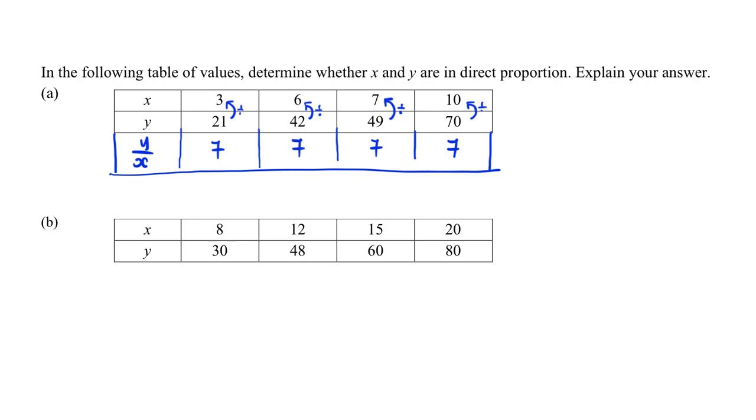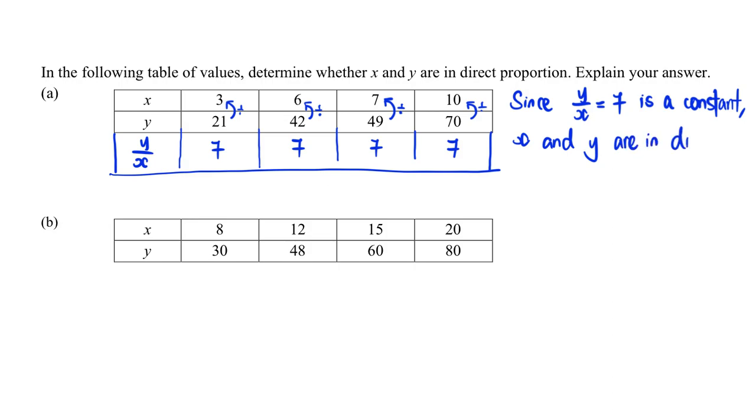So how do I write it down? Since y over x is equal to 7, which is a constant, x and y are in direct proportion. Let's check for part B as well.